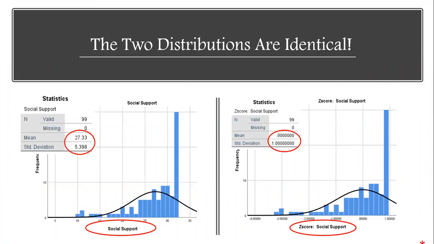Here again, the two distributions are identical, except for their means and their standard deviations. The original raw score distribution has a mean of 27.33 and a standard deviation of 5.398. On the other hand, the z-score distribution has a mean of 0 and a standard deviation of 1. Again, z-score distributions always have a mean of 0 and a standard deviation of 1.